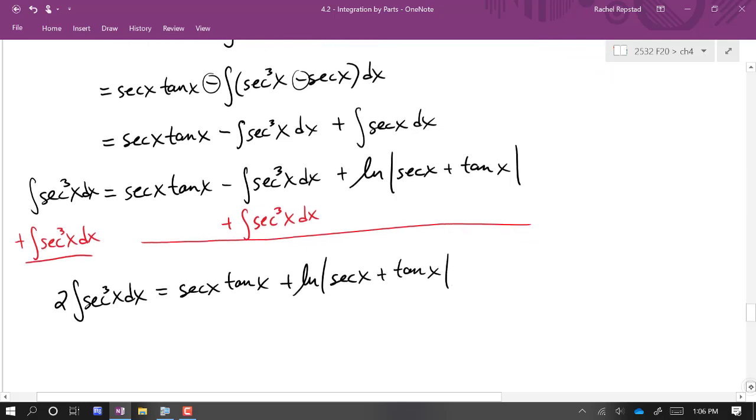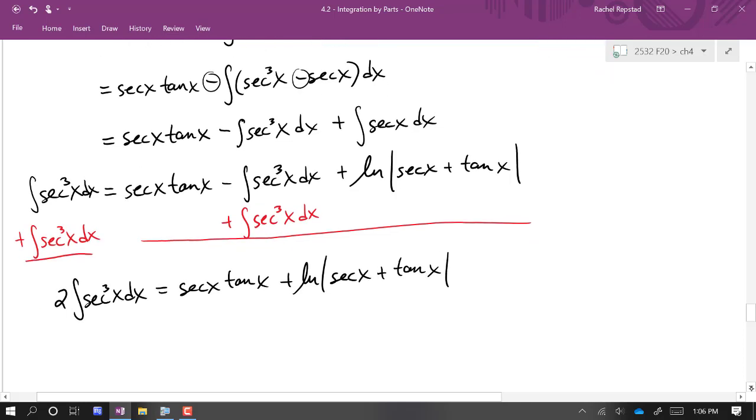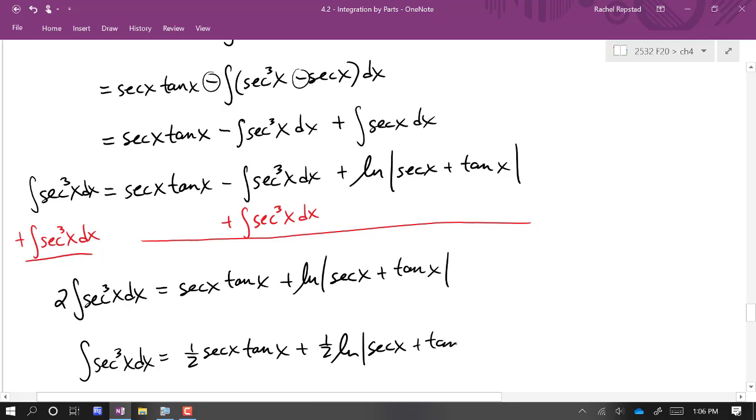And now all that's left is to divide both sides by 2 or multiply both sides by a half. So we get integral of secant cubed x dx is 1/2 secant x tan x plus 1/2 ln absolute secant x plus tan x plus a constant.